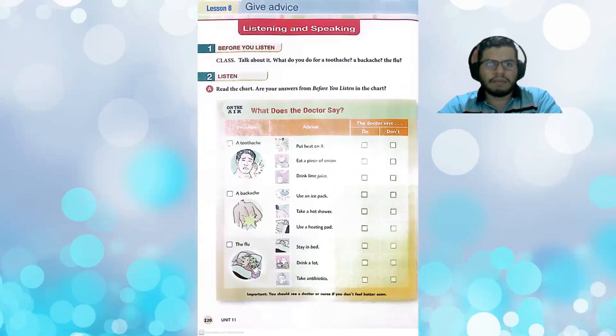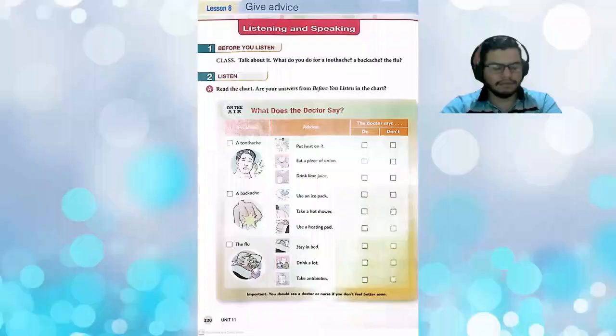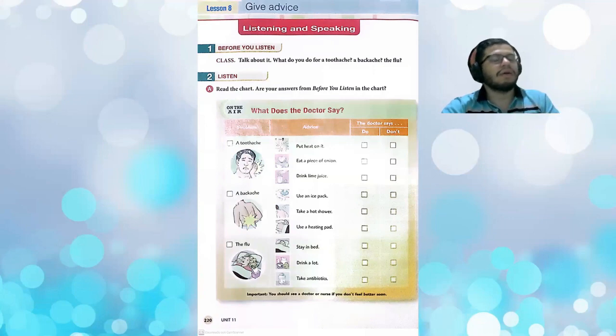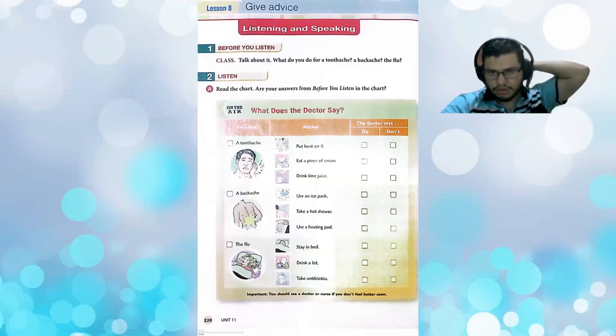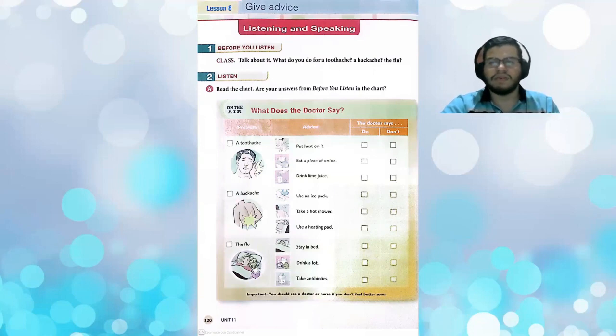Lesson number 8. What about with this lesson, guys? Lesson 8, give advice. What does it mean, give advice? For example, when you are giving one recommendation to your children, to your brother, sister, mother, father, that is give advice. Give advice. Listening and speaking. Talk about this information. What do you do for a toothache, a backache, or the flu? What do you do? For example, in my case, I take an aspirin. What about you?